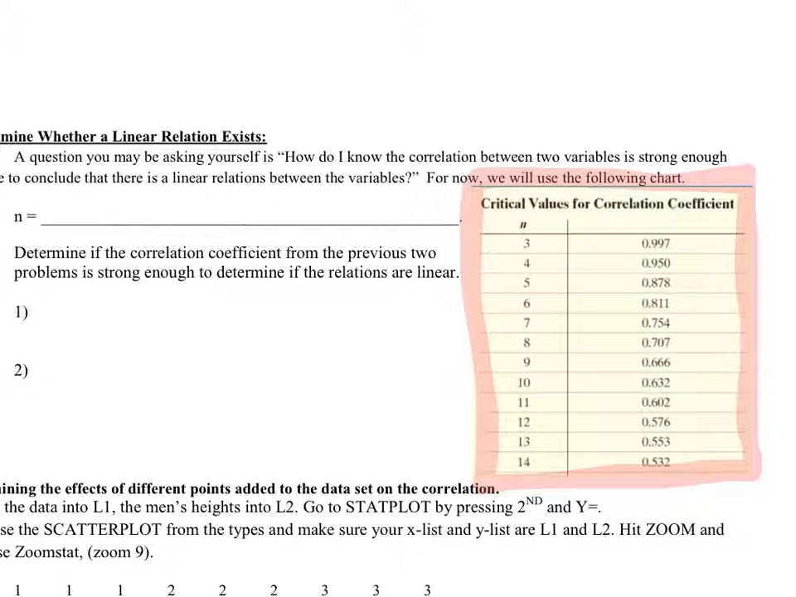So once again, n equals the number of observations or number of data sets. And what we're going to do is we're going to take that correlation coefficient, and you always use the absolute value of it when using the chart.